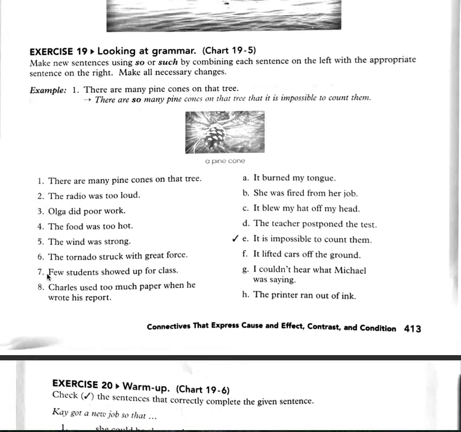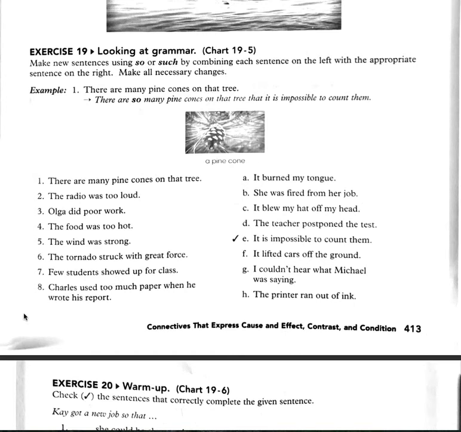Number 7. Few students showed up for class. Here's an expression of quantity. So you're going to say, so few, lowercase f. So few students showed up for class that the teacher postponed the test. Again, so few students showed up for class that the teacher postponed the test.